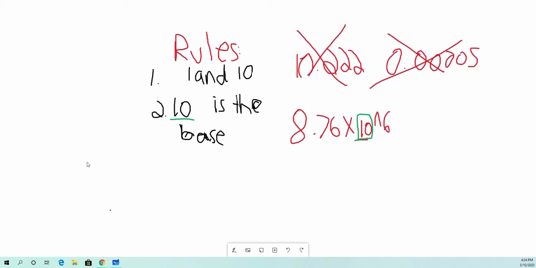Hey guys, welcome back. Today what we're going to talk about is scientific notation. We're going to convert today from standard form to scientific notation. Then tomorrow we're going to go from scientific notation to standard form.